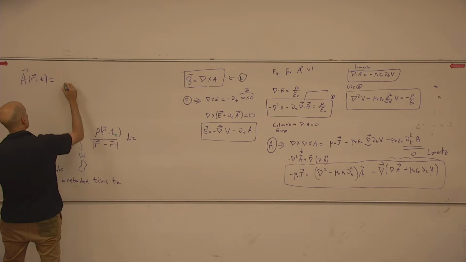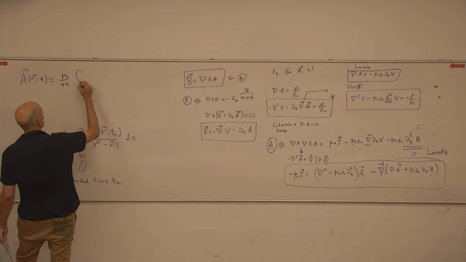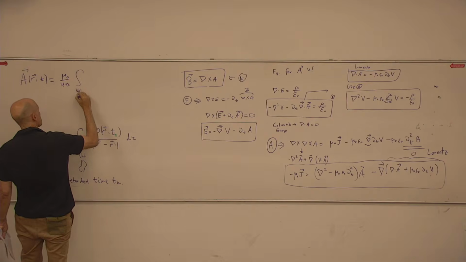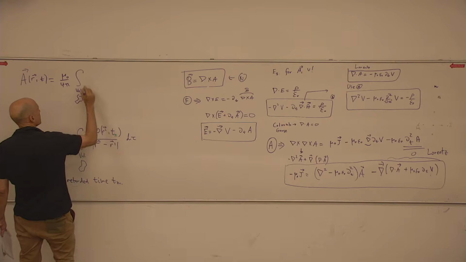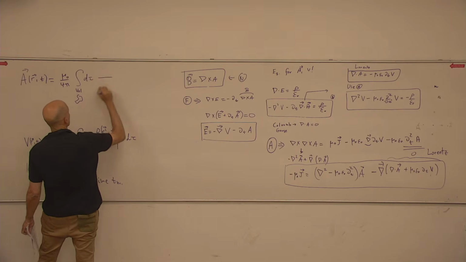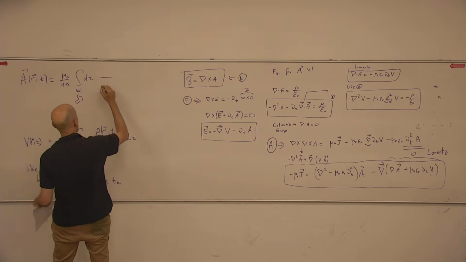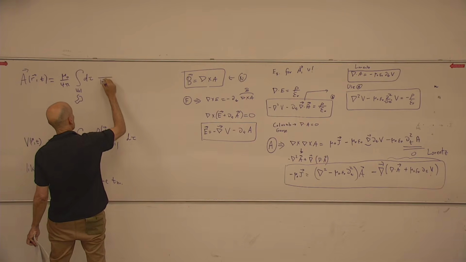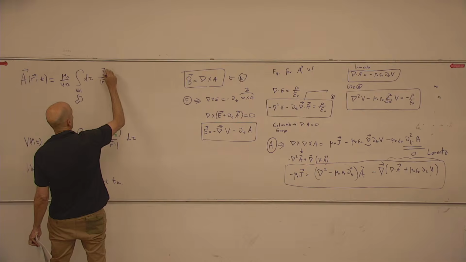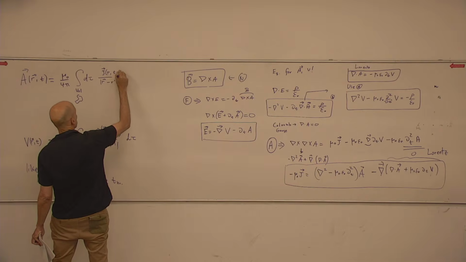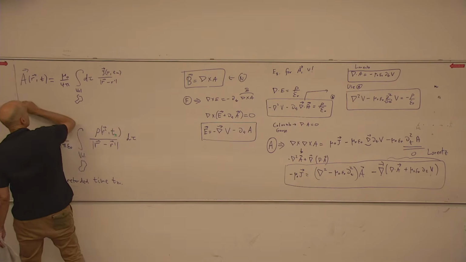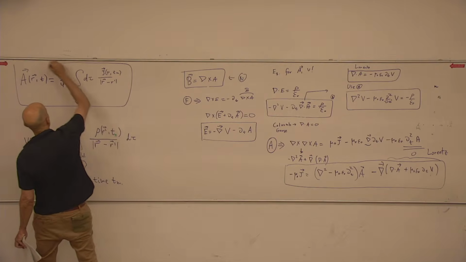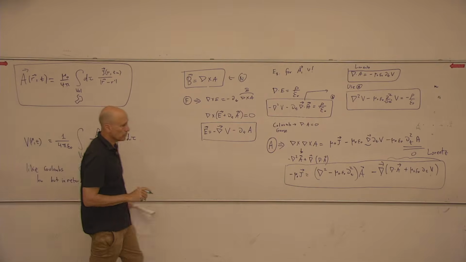And maybe not surprisingly now, it's exactly the same as before, an integral over the volume d tau of j at r prime and Tm, divided by the distance between r and r prime. That's it. Which is again like what we studied in statics.